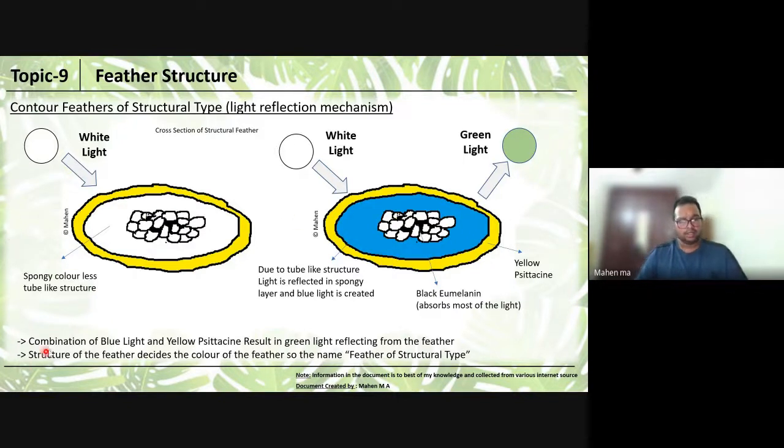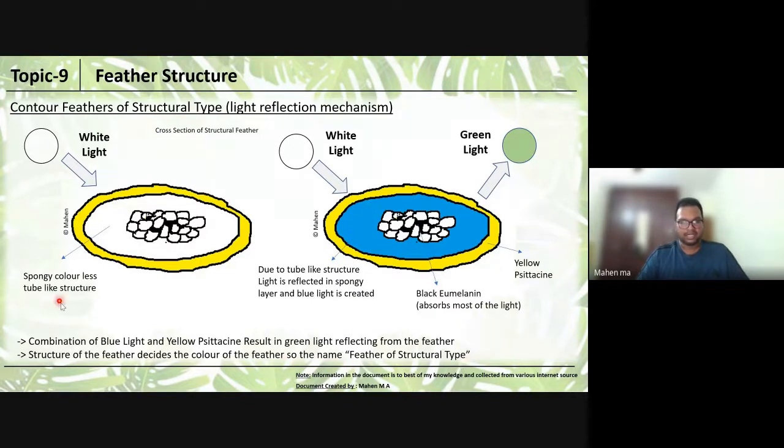As I told you, this is the yellow psittacin and this is the blue light that is being created, and the combination of these two results in green light reflecting from the feather. That is why we see the green color on the feathers of the African lovebirds. The structure of the feather decides the color of the feather, so it is called a feather of the structural type.